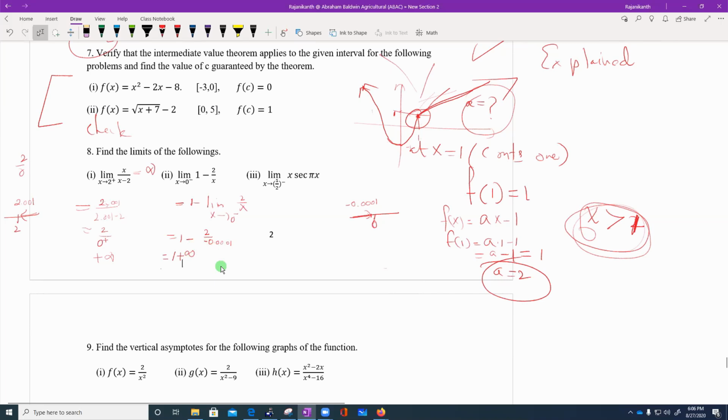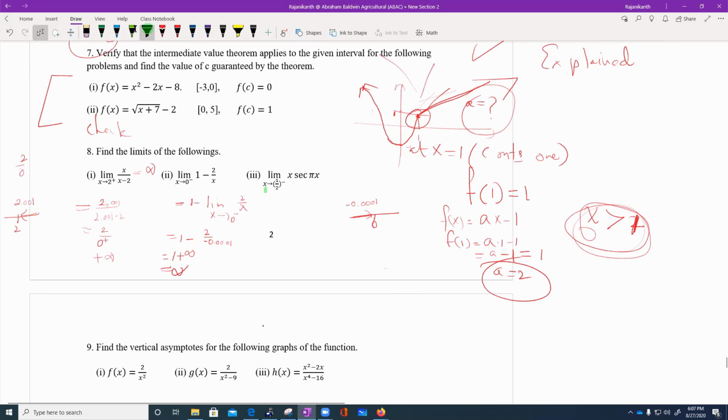Now tell me, what is 1 plus infinity? Infinity. Infinity is a very big number. Once you add 1, 1 is nothing, right? Compared to infinity, 1 is nothing. So infinity again, the answer is infinity. Do you see that?